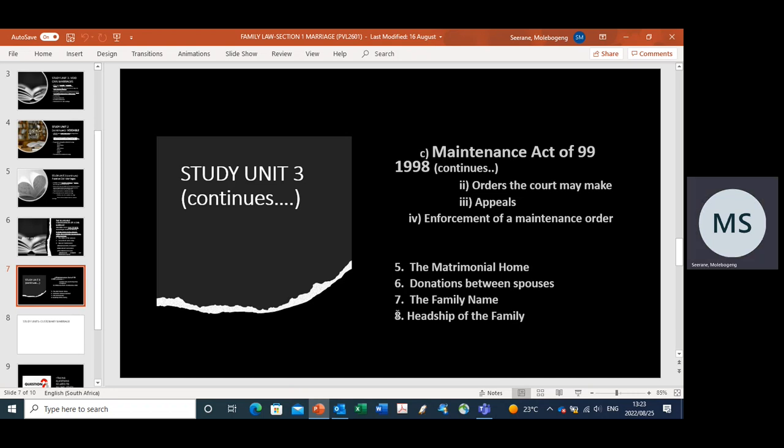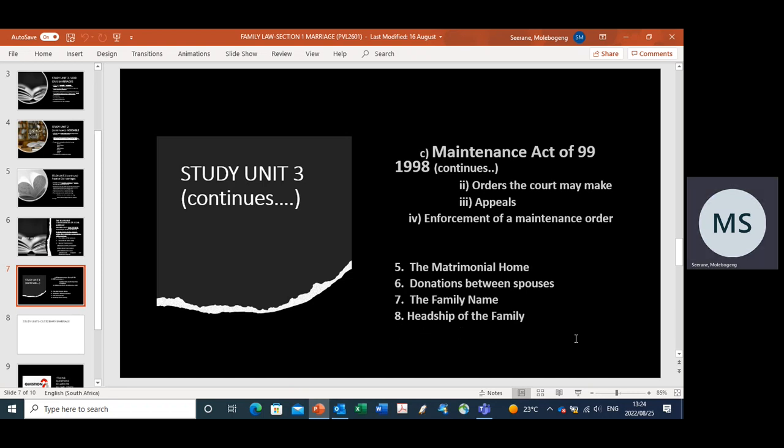So that is on the family name. The wife can use the husband's surname. After having used the husband's surname, she can also resume her maiden name at any time. The wife can also use both her maiden name and the husband's name. That is not the case with the husband. However, if they decide to use their wife's surname or add on to their wife's surname, they need to approach the Director General of Home Affairs for permission to do so.